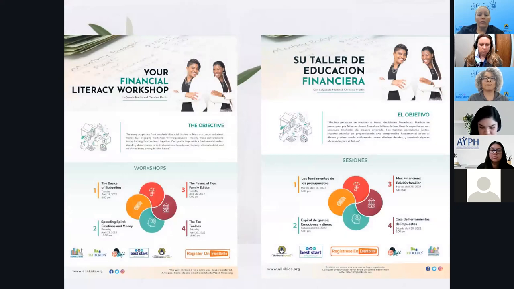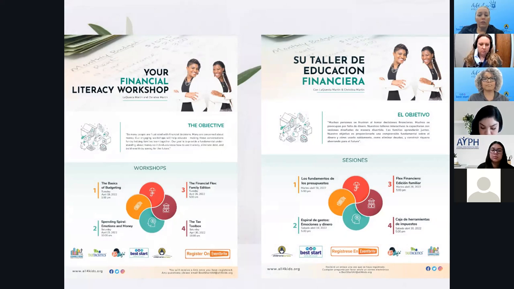This is our literacy workshop. It actually just started this Tuesday. It's also going to be on Saturday. So there's three more coming up: Flex Financial, the Spending Spiral, and the Tax Toolbox. So these are coming up.